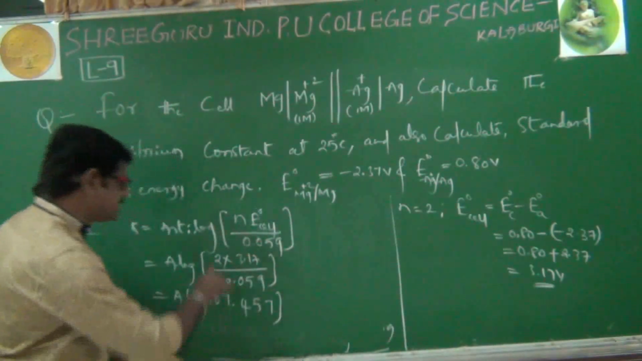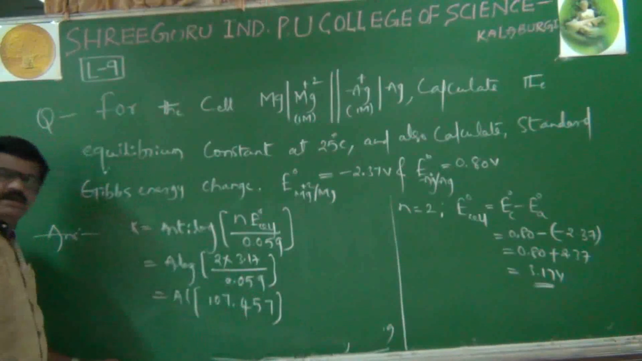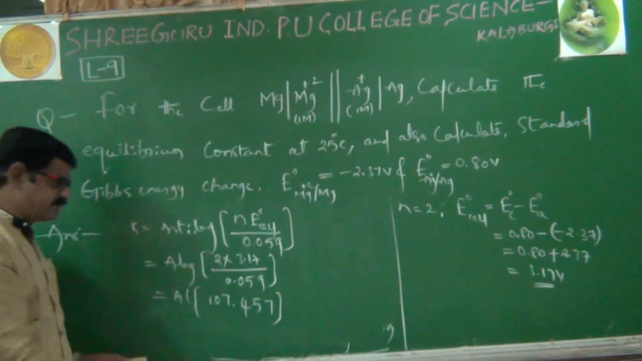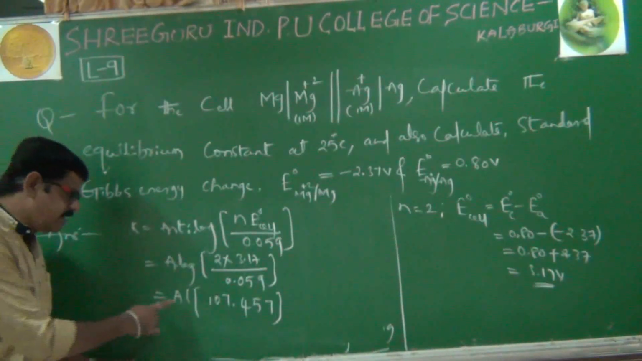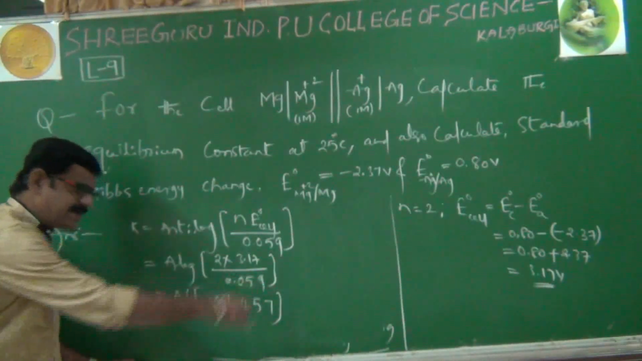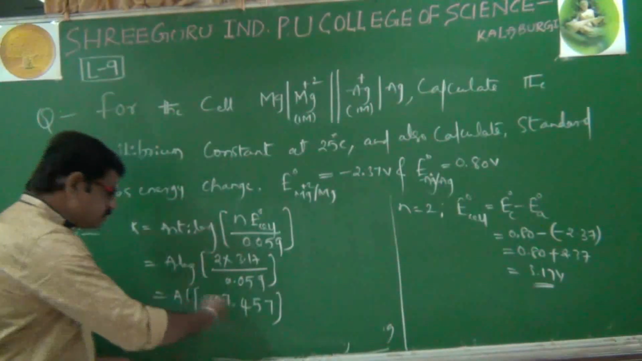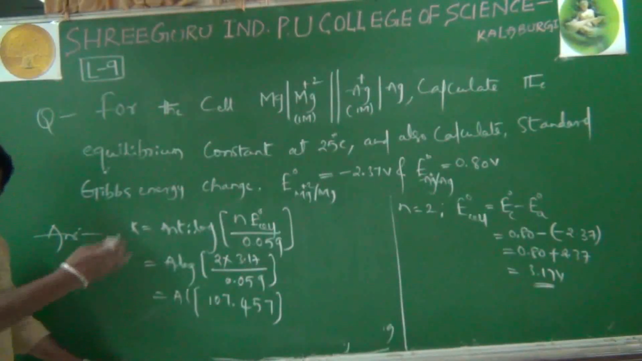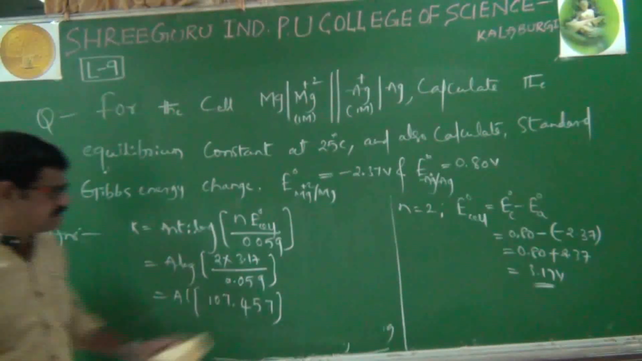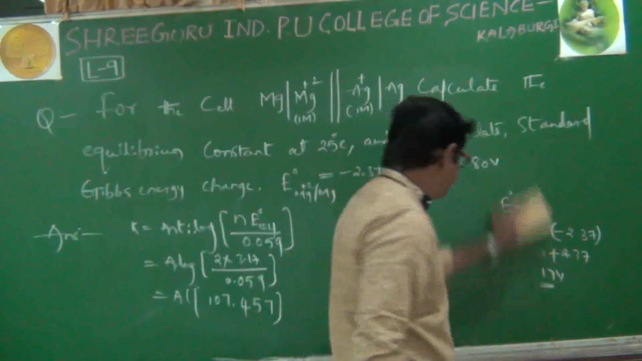After simplification of this value, you will get 10^7.457. Now what is our target? The anti-log of 10^7.457, we have to find that. How to see anti-log values, in the last video that also we have discussed. We'll see here.